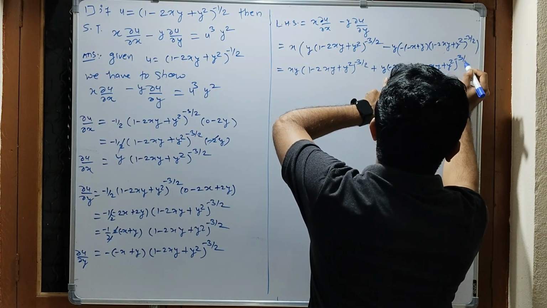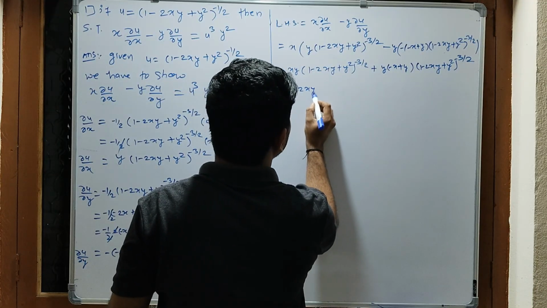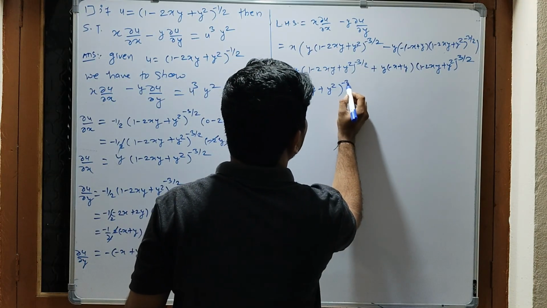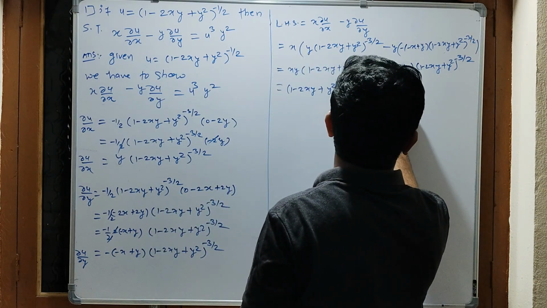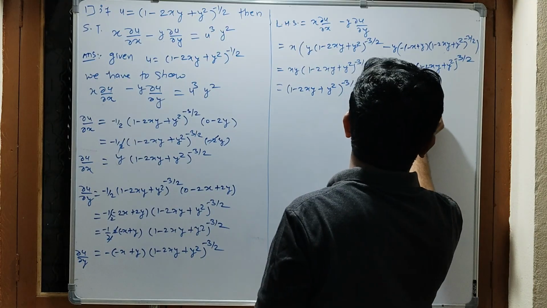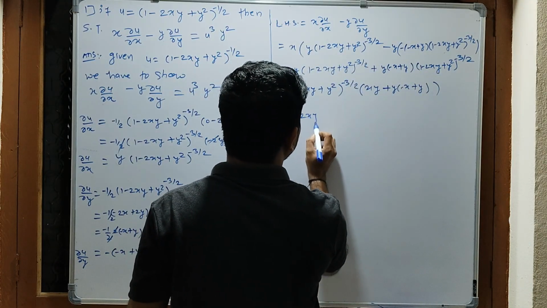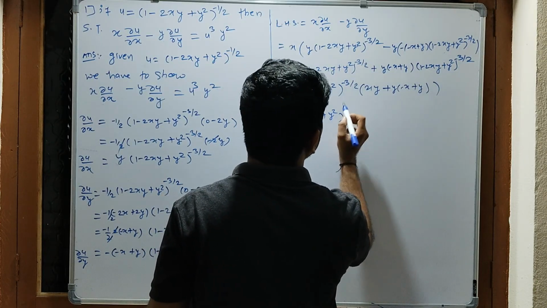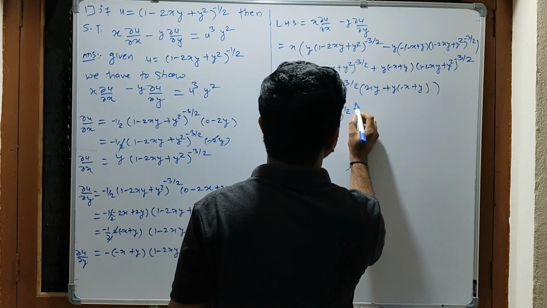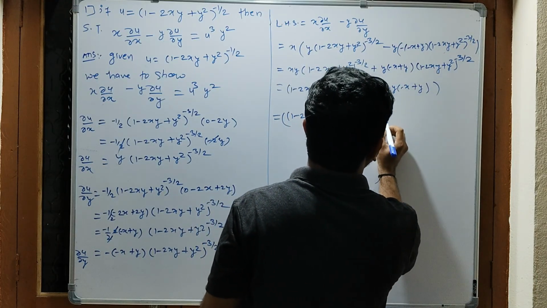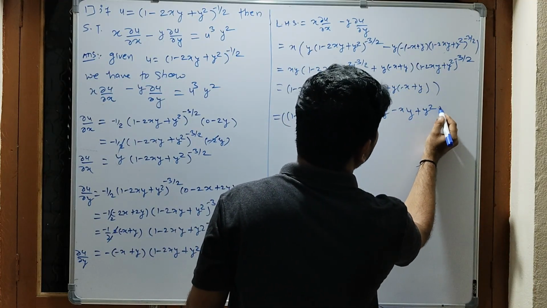Which is equal to, I will take this common, (1 minus 2xy plus y square) to the power minus 3 by 2, times xy plus y times (minus x plus y). Now which is equal to (1 minus 2xy plus y square) to the power minus 3 by 2 times, this is xy, and multiplying y, minus xy plus y square.